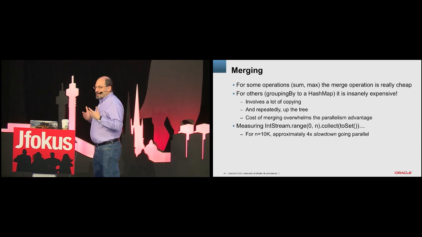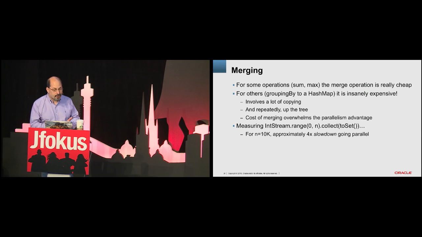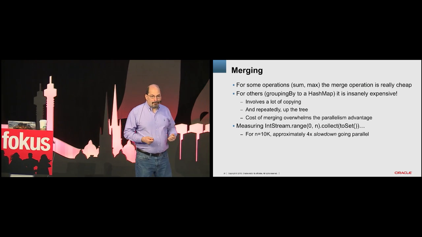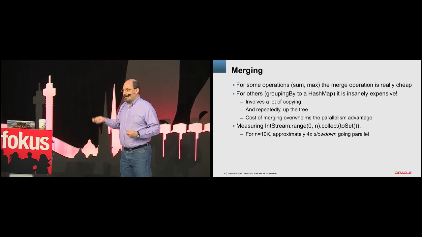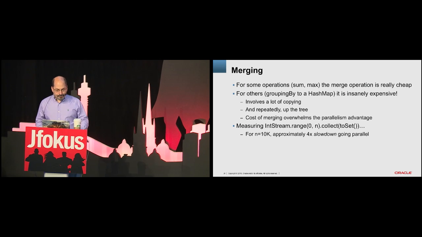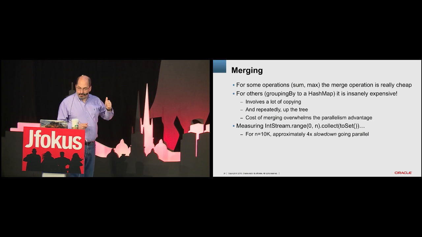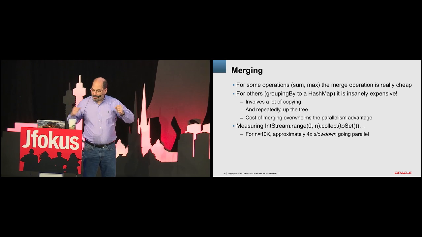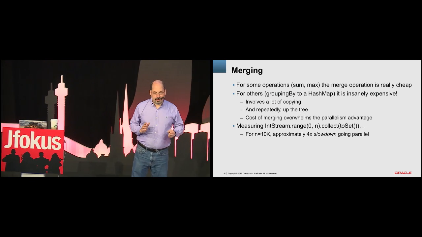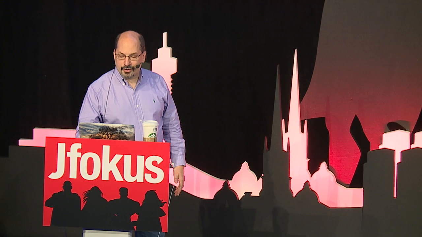So merging expensive data structures like maps and sets can be really expensive, and as a result, a parallel operation that has an expensive merge step like this might take longer than the sequential alternative. Sometimes the sequential alternative is faster. So if I took the numbers from 0 to n and collected them into a set, even with a reasonably large data set, 10,000 numbers, I had about a 4x slowdown going parallel on that, because I was spending all my time merging sets rather than just computing the answer.